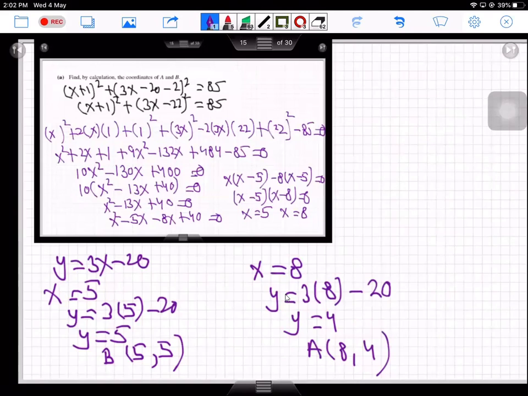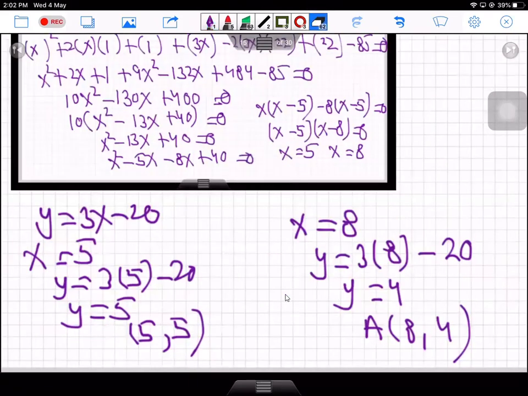Sorry. 15 minus 20 was minus 5, right? Just a little bit of a mistake, so ignore this. The coordinate of B is, the y coordinate is minus 5.